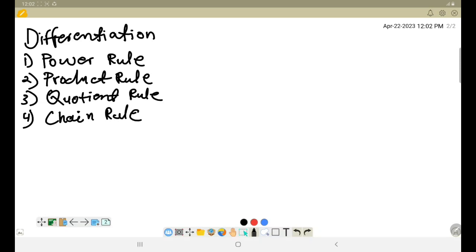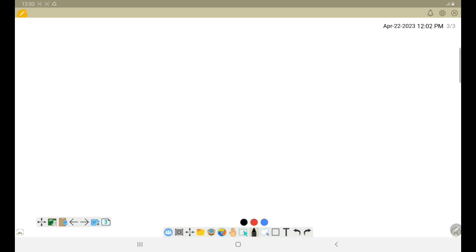So these are basic rules of differentiation. So let's quickly look at power rule. Power rule is the first rule that we're going to look at.